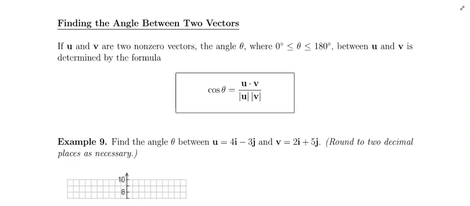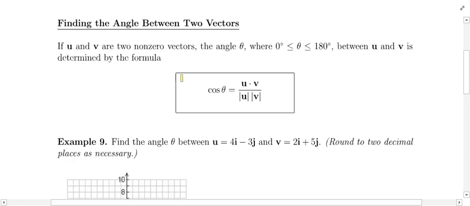If u and v are two non-zero vectors, the angle theta, where theta is between 0 degrees and 180 degrees between the two vectors u and v, is determined by the following formula. The cosine of theta is equal to u dot v over the magnitude of u times the magnitude of v. Okay, that's why the dot product is so important.